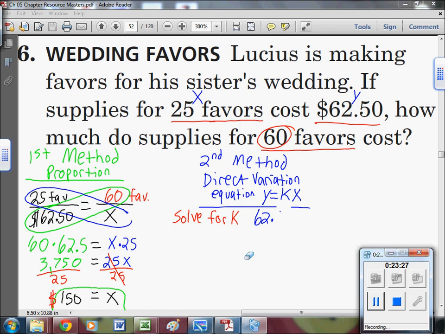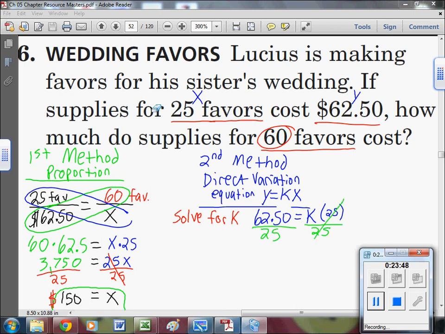So we know that y equals 62.50. And we do not know k, that's what we're trying to solve for. But we know that x is 25, and that's in this example. So our job is to solve for k. So just like any equation, we gotta get rid of times 25 by dividing by 25.